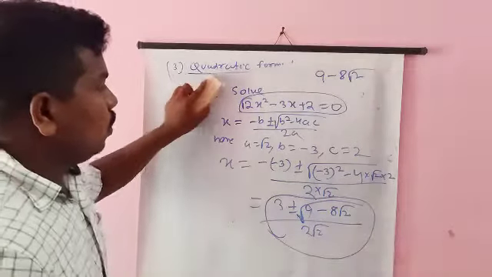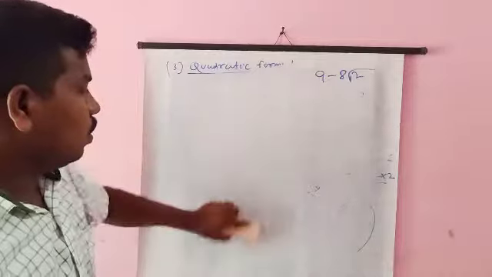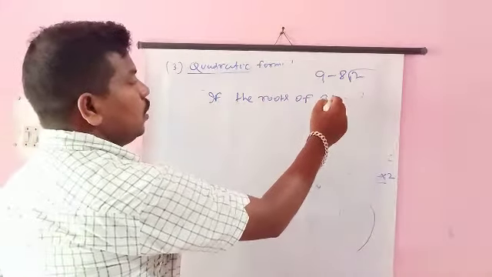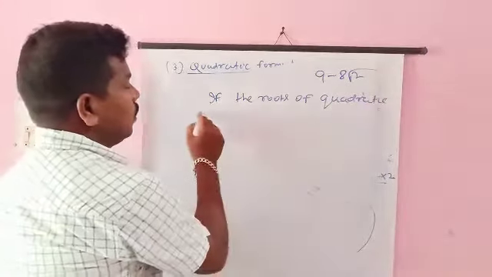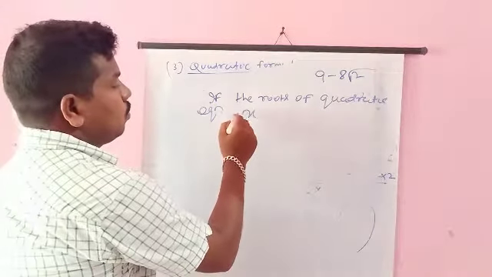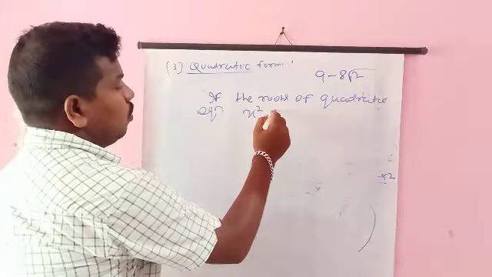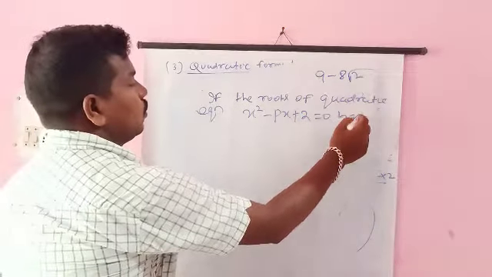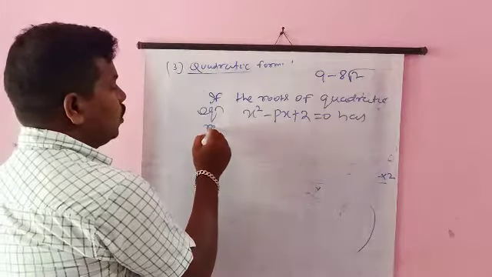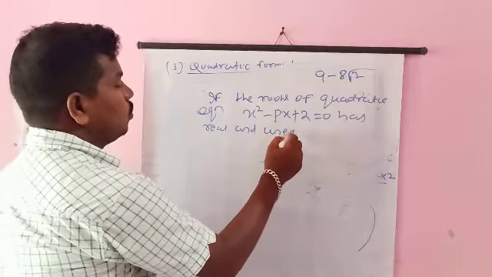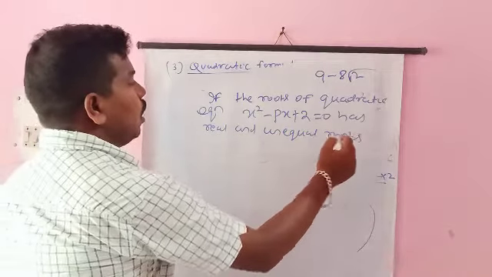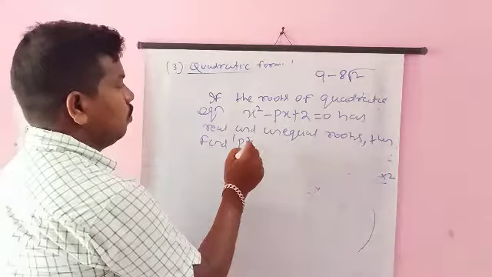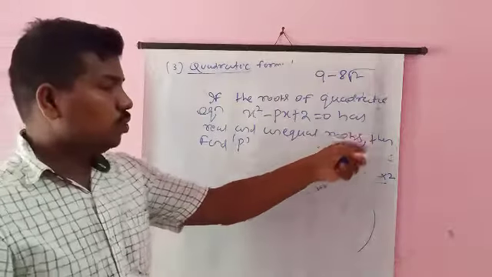Okay, so the next one is: solve. If the roots of the quadratic equation x square minus px plus 2 equal to 0 are real and unequal, then find p.